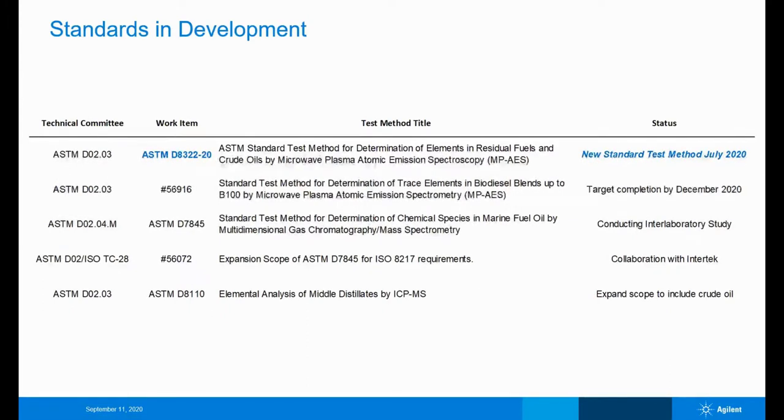The other item that I am working on is at committee D2.04 subcommittee M for mass spec. The test method for work item 50453 is the standard test method for determination of chemical species in marine fuel oil by multidimensional gas chromatography mass spectrometry. We are currently in the process of conducting an inter-laboratory study for the precision and bias statement of that standard.